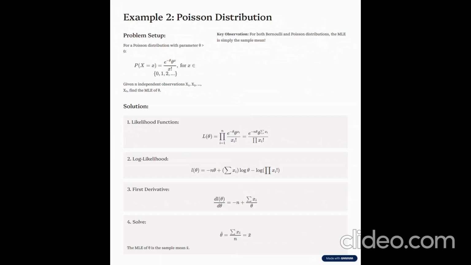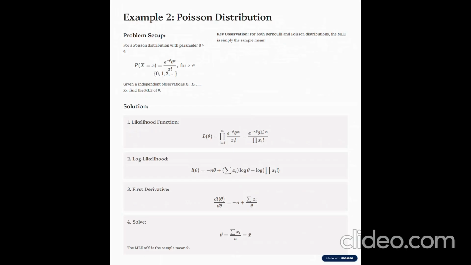So for this Poisson distribution, the probability mass function is given: e to the power minus theta, theta to the power x by x factorial, where x belongs to 0, 1, 2, 3, etc. Given n independent observations, the question is to find the maximum likelihood estimator of theta.